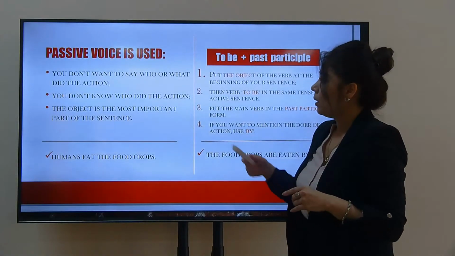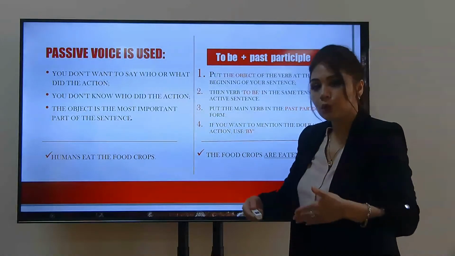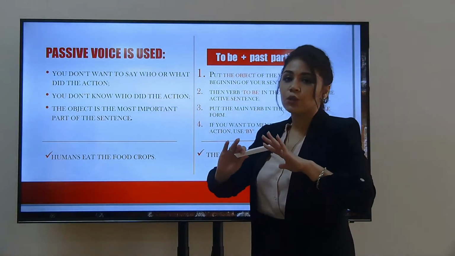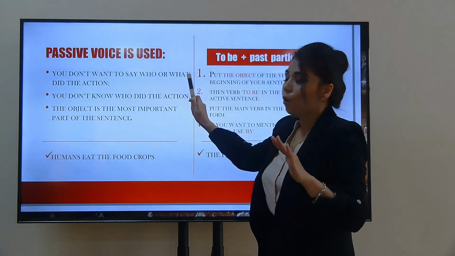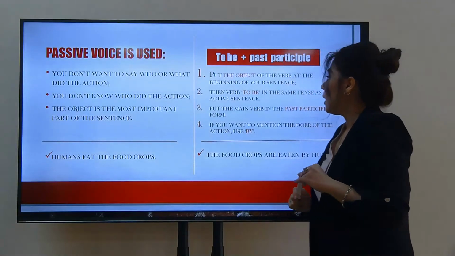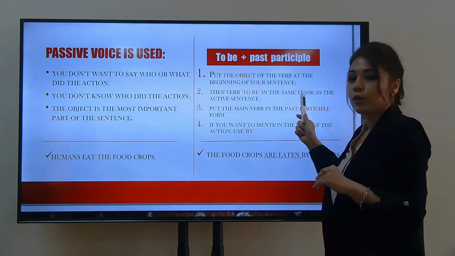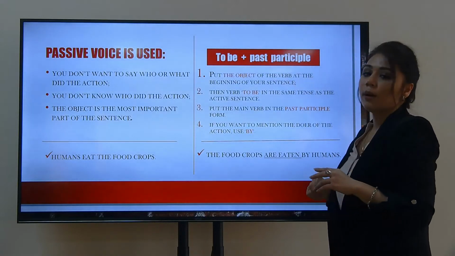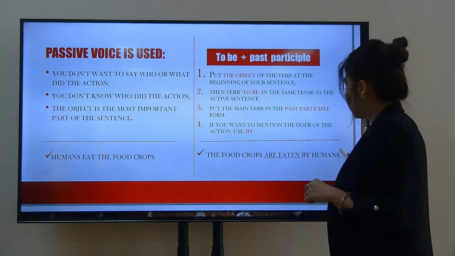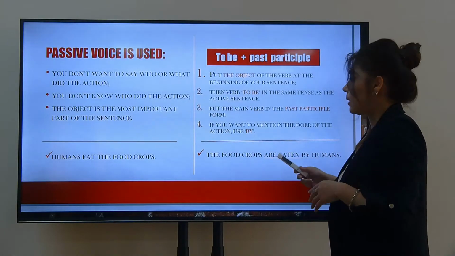And now let's talk about when we should use each in what situations. We use the passive if you don't want to say who or what did the action. Now, dear students, we are going to learn how to formulate passive voice. We are going to analyze this given example.